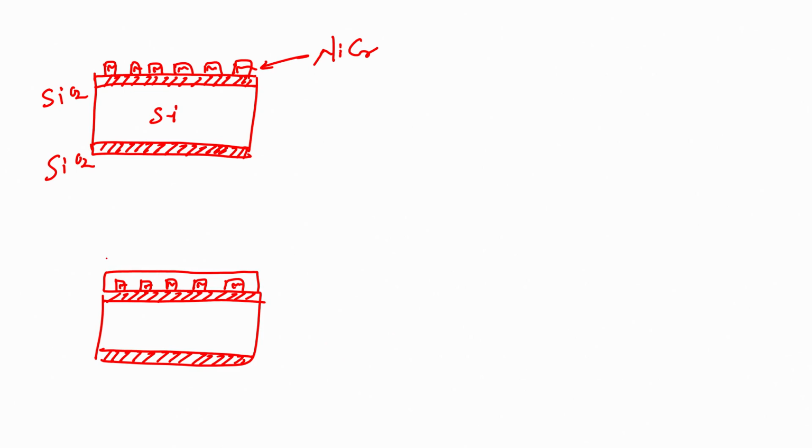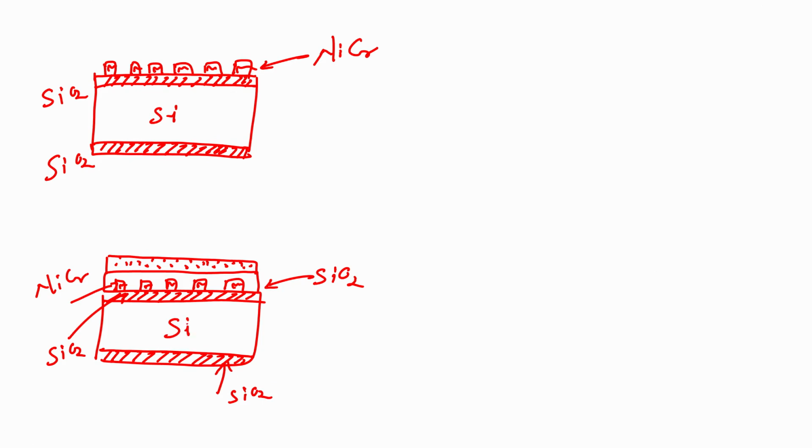After this we will have photoresist. If I write it down, so you do not get confused, this is my insulating material, silicon dioxide, this is my heater which is nichrome, this is again silicon dioxide which is thermal oxide, this is my silicon substrate, and this is my positive photoresist.